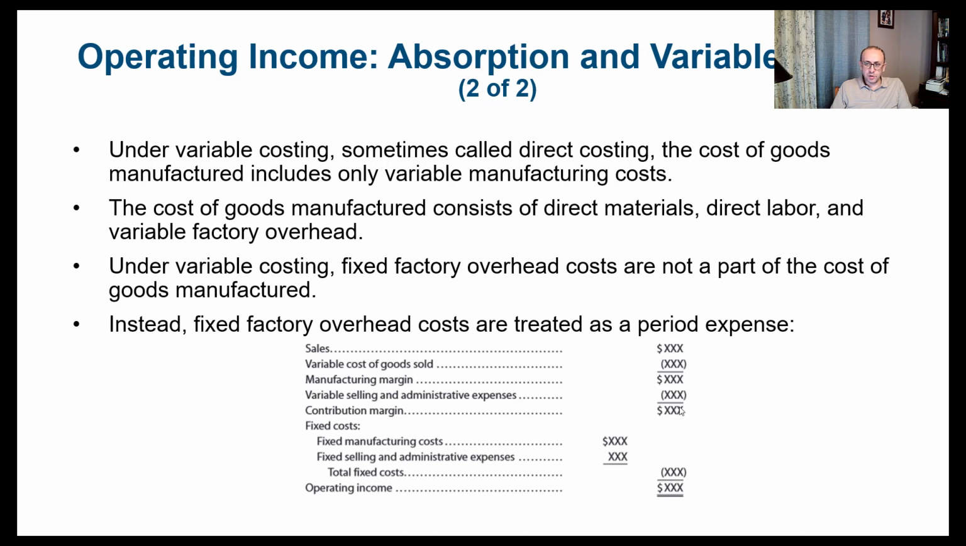Out of the contribution margin, we're going to subtract two fixed costs, the fixed manufacturing cost and the fixed selling and administrative expenses. That gives us the total fixed cost, which we subtract from the contribution margin to get the operating income. So that's how we calculate the operating income under variable costing.